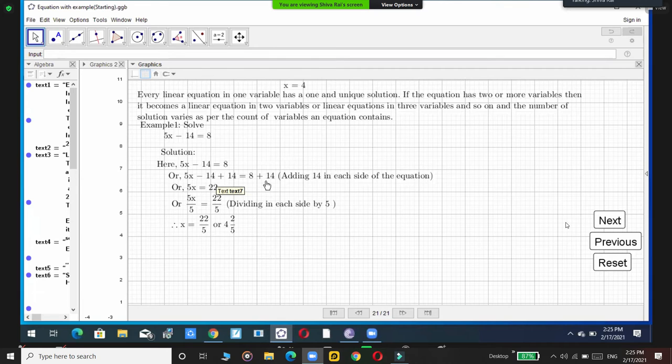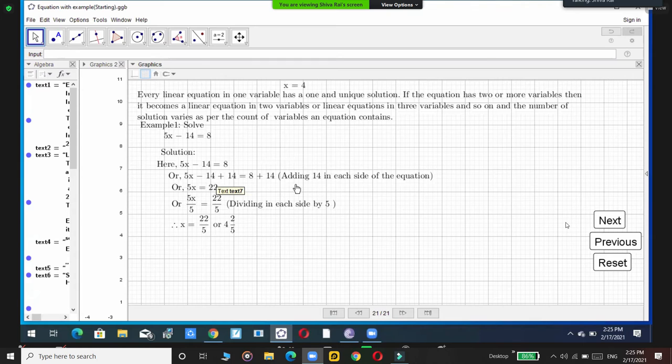This is the rule of solving an equation. On the left-hand side we are adding 14, and on the right-hand side we are also adding 14, because if we add 14, the 14 and 14 cancel. Here only 5x remains on the left-hand side. These are the steps to solve the equation.